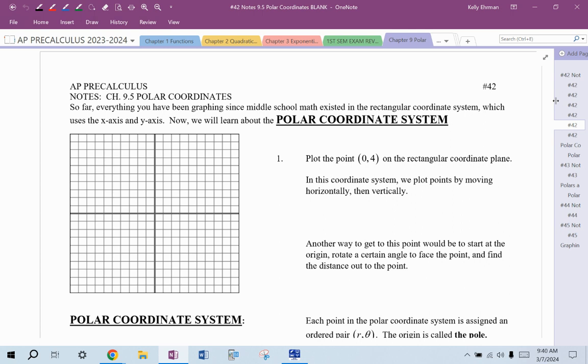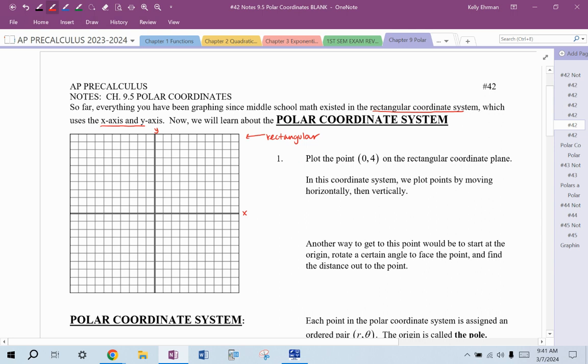So far, everything you've been graphing since middle school has existed in the XY plane or the rectangular coordinate system. So, x axis and y axis. And we're not completely forgetting about that, but we're going to learn about the polar coordinate system. So this x and y axis, this is the rectangular coordinate system. And let's just begin with this first thing.